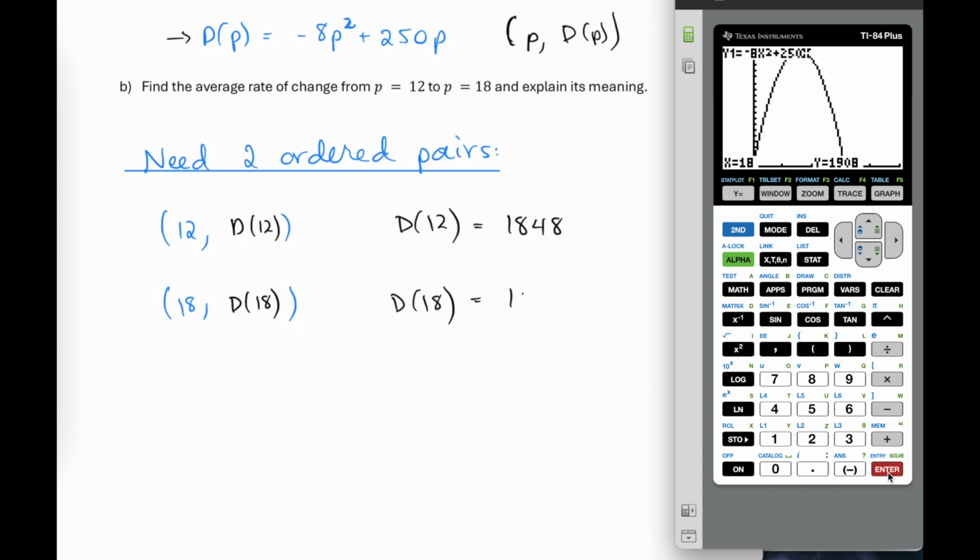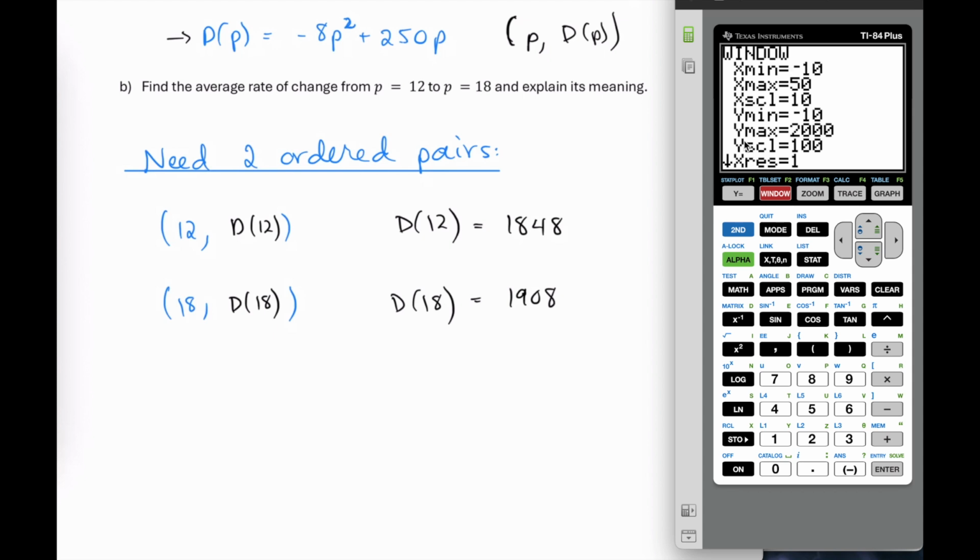And now we have 1908 as the output, the corresponding demand when the price is 18. Now since both of these points were pretty high on my graph, I'm actually going to go to the window and change my y maximum to be a little bit higher so that we can see those top values.